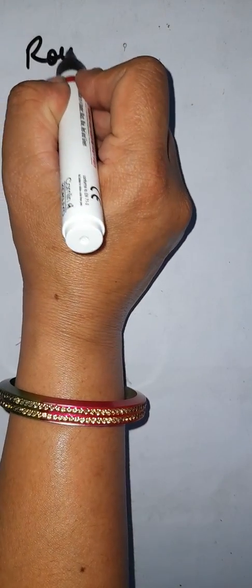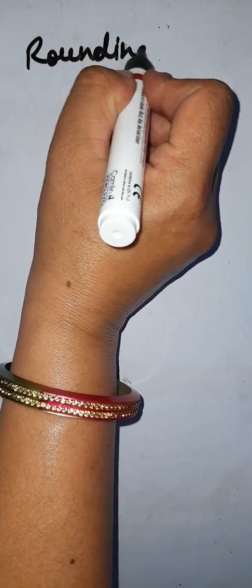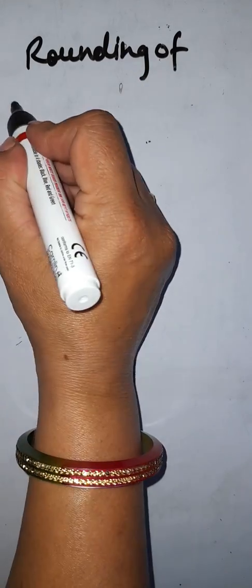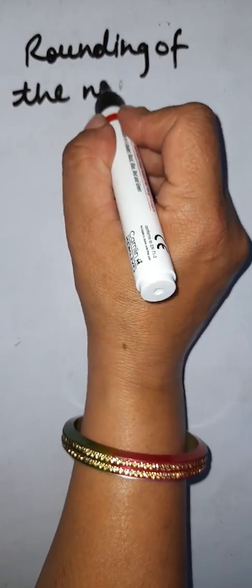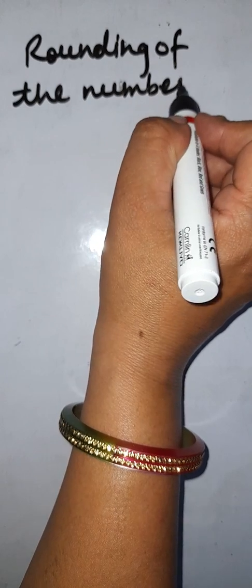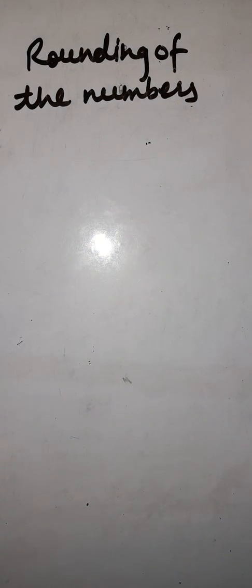As we know, we are doing chapter number 1, that is numeration. So today we will do rounding of the numbers. Okay? Our topic is rounding of the numbers. Rounding of the numbers. Children, let me tell you first what is rounding of the numbers.